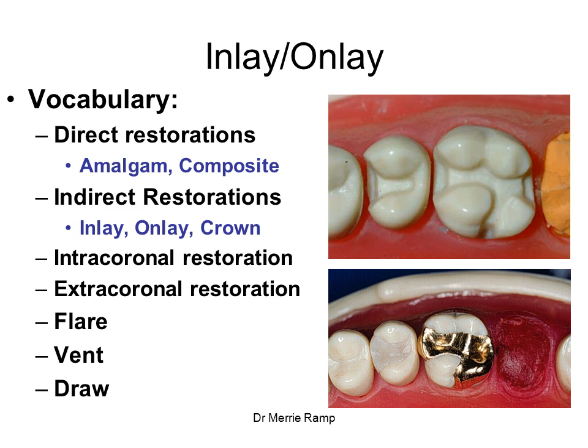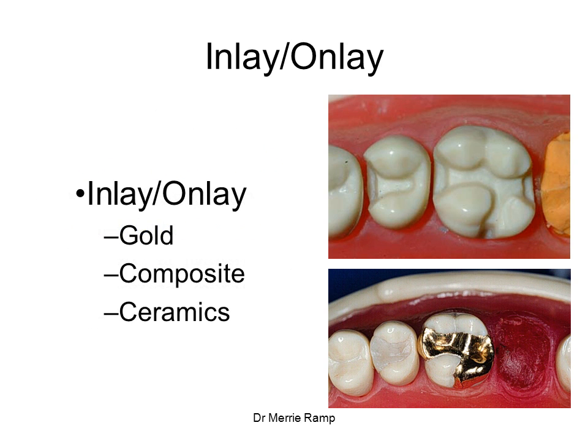Veneers and crowns are extracoronal, since they cover the outside rather than being down in the internal aspect of the tooth. Other terms to know from this lecture are flare, vent, and draw. These will be defined and described throughout the lecture.